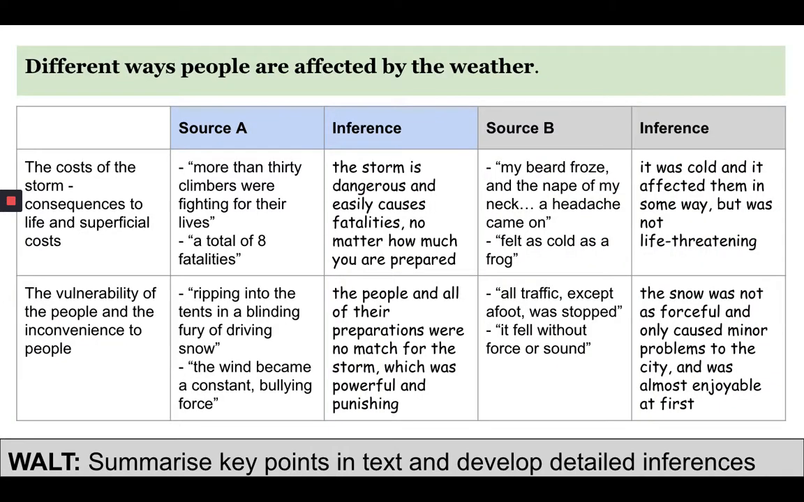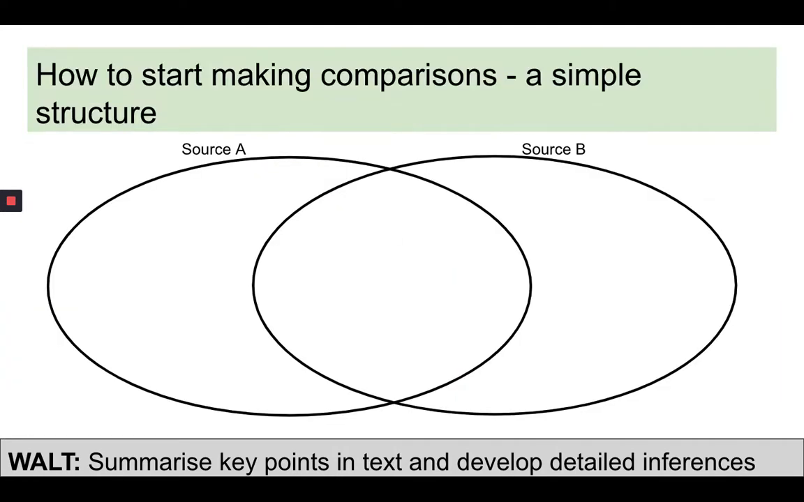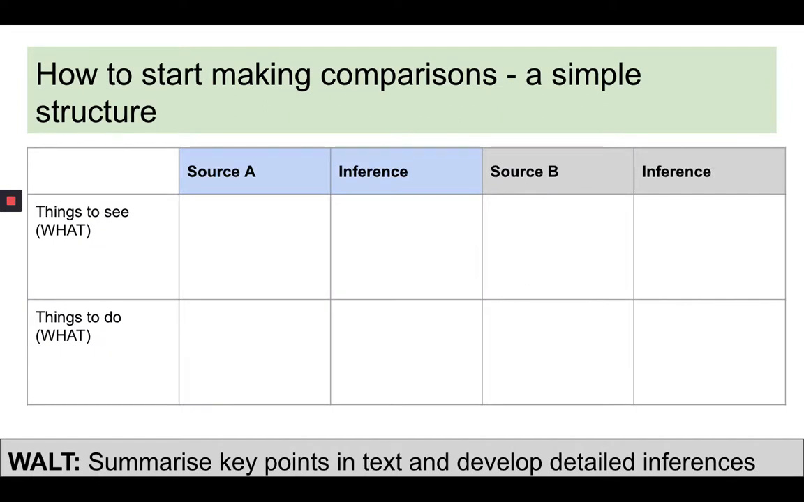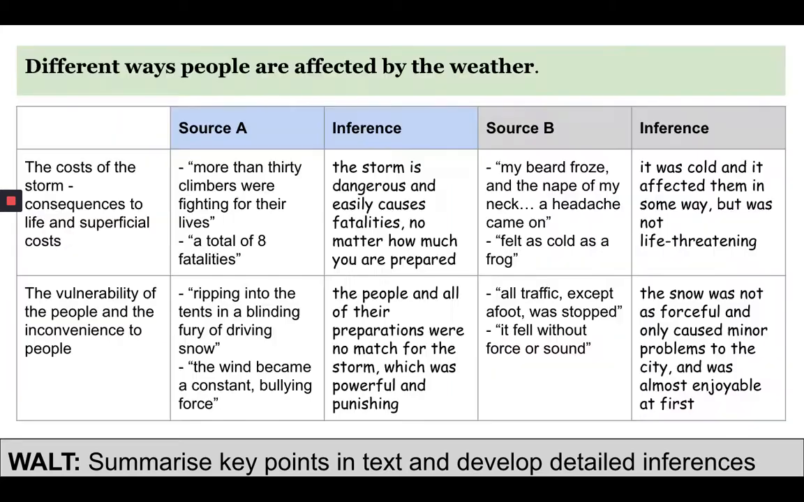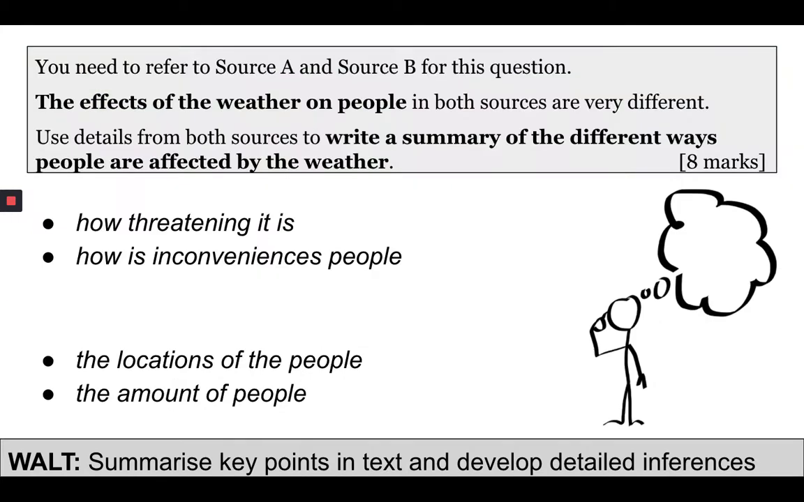So thinking about this structure, what are similarities and differences about this? If the question is: the effects of the weather on people in both sources are very different. Use details from both sources to write a summary of the different ways people are affected by the weather. So again, it's about the what. You have to talk about the weather.